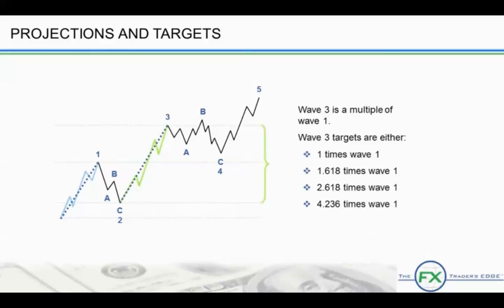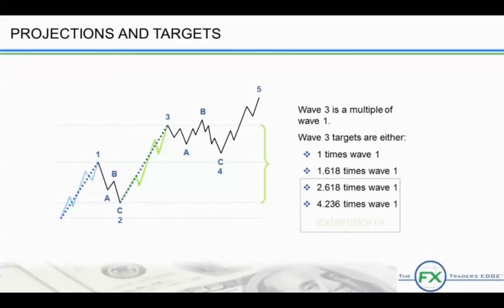Wave 3 targets are 1 times the length of wave 1, 1.618 times the length of wave 1, 2.618 times the length of wave 1, and 4.236 times the length of wave 1. So how do we recognize a wave 3? The easiest way is by its slope, which is usually steeper than that of wave 1.